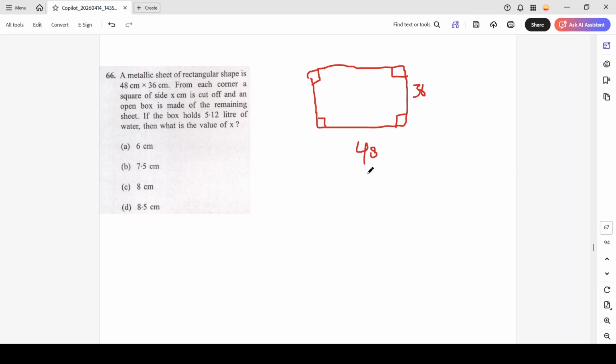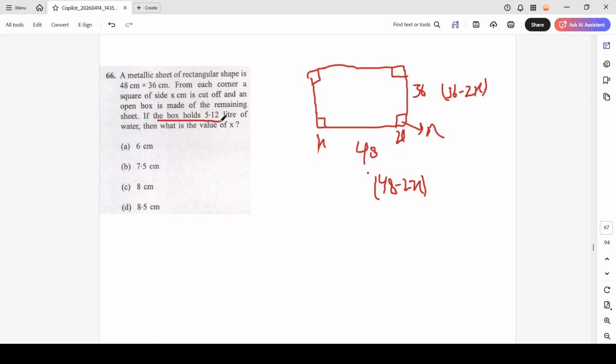So this will become, this is x, this is x. So what do we have left? We have left the length 48 minus 2x. And what do we have as breadth? 36 minus 2x. And what do we have as height? Height we have already, x.